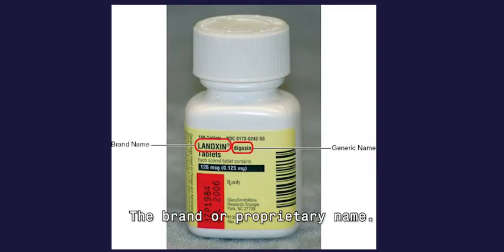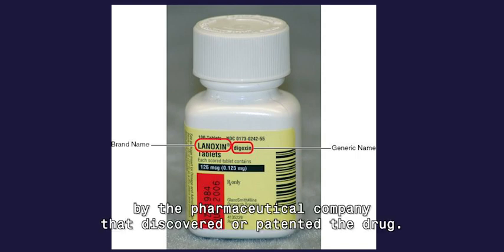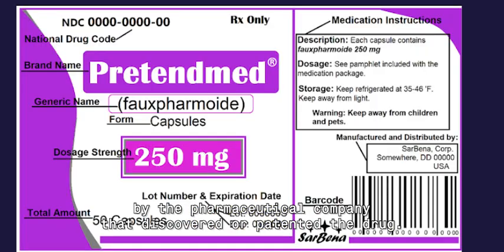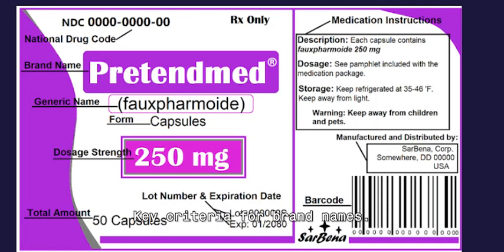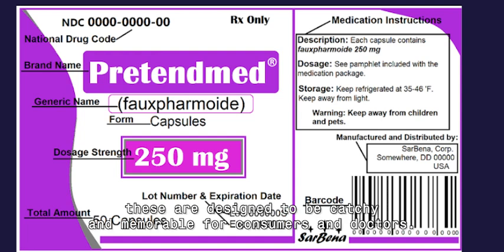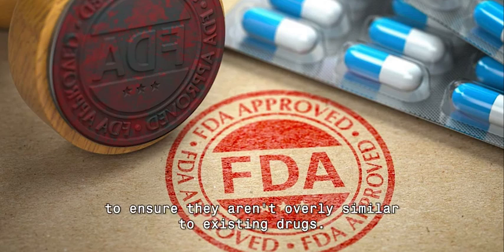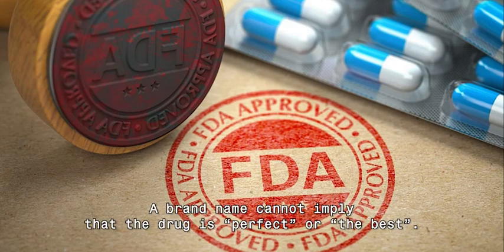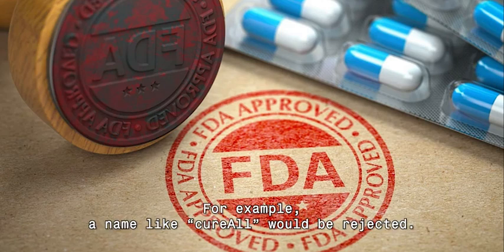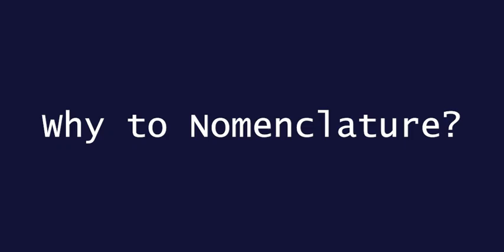Three, the brand or proprietary name. This is the trademarked name developed by the pharmaceutical company that discovered or patented the drug. Key criteria for brand names. Marketing appeal: unlike generic names, these are designed to be catchy and memorable for consumers and doctors. Regulatory approval: in the US, the FDA must approve brand names to ensure they aren't overly similar to existing drugs. No misleading claims: a brand name cannot imply that the drug is perfect or the best. For example, a name like Cure would be rejected.